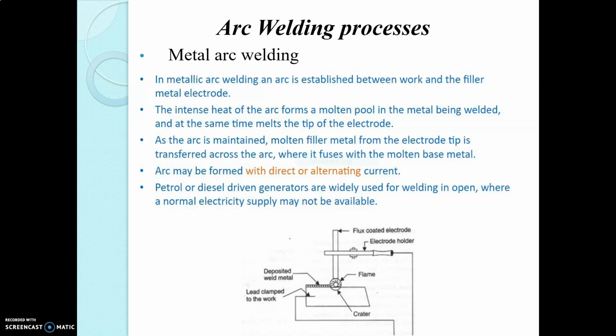The electrodes used in metal arc welding are straight pieces of metal wire about 25 centimeters long, and the diameter ranges from 1.5 to 10 mm. The basic setup for metal arc welding you can see in the diagram.